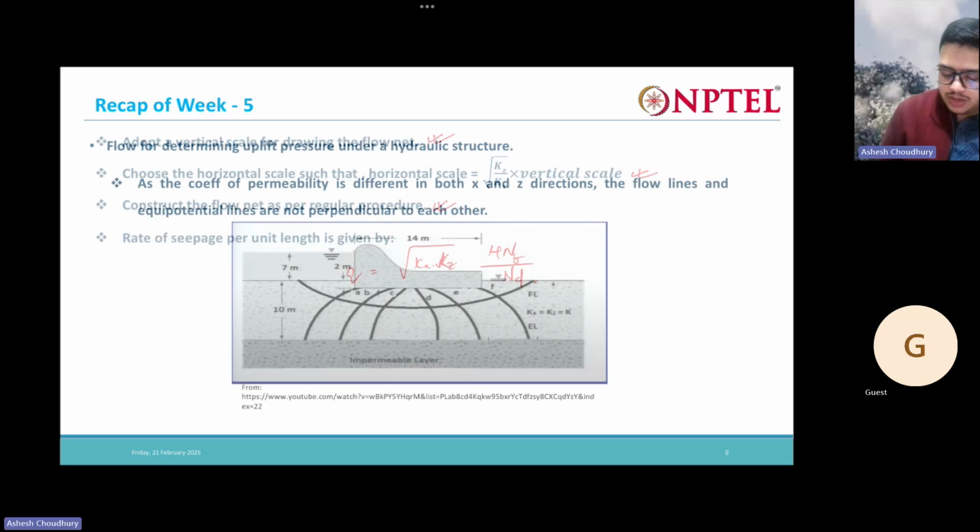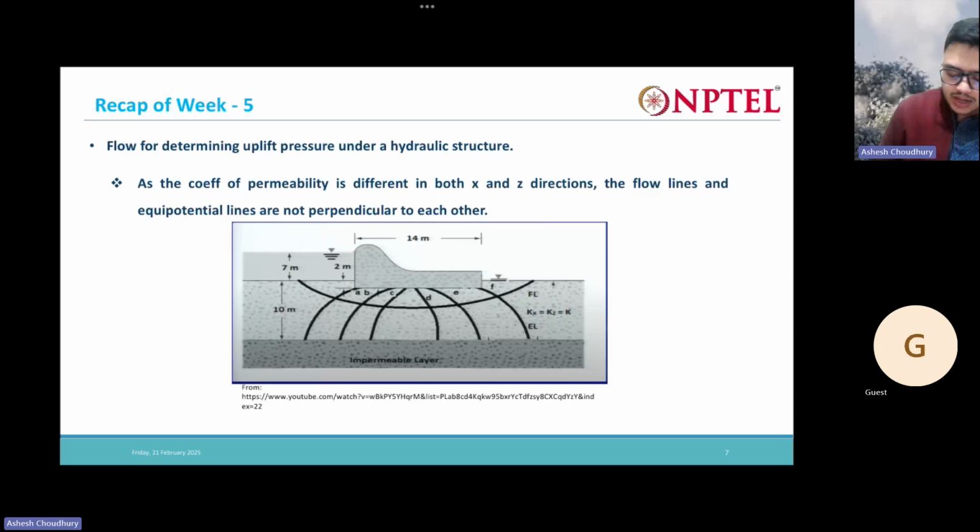Okay, now let us see this. Here we have a hydraulic structure. We have a head here, 7 meter head, and 2 meters embedded into the soil. We have 7 meters of water on the upstream side. This is the flow line, and these are the equipotential lines. Now, can you tell me the total number of head drops that are happening here?